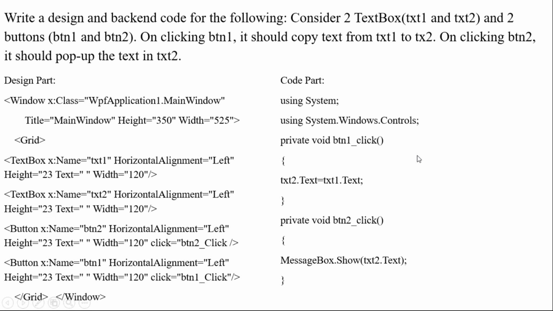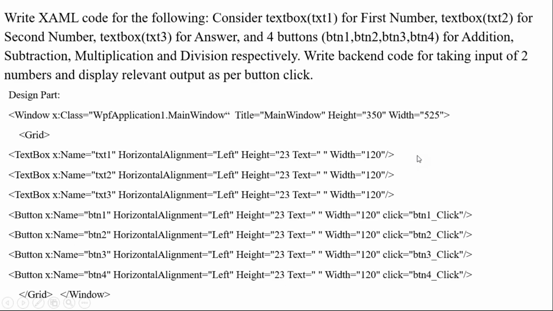Moving on to the next example, write an XML code for the following. Only the XML code is being asked first of all. Consider text box 1 for the first number, text box 2 for the second number, text box 3 for the answer, and four buttons, button 1, 2, 3, 4, for addition, subtraction, multiplication and division. And write a backend code to take input of two numbers and display the relevant output in text box 3 as per button click. So it is the same as the Windows Phone application that we did in our practical session.